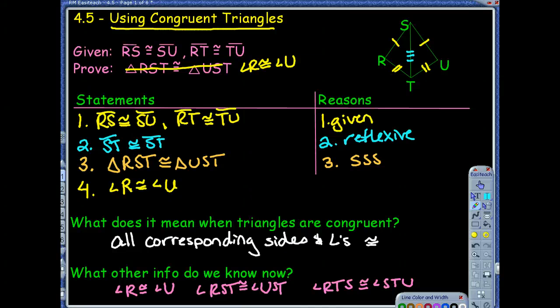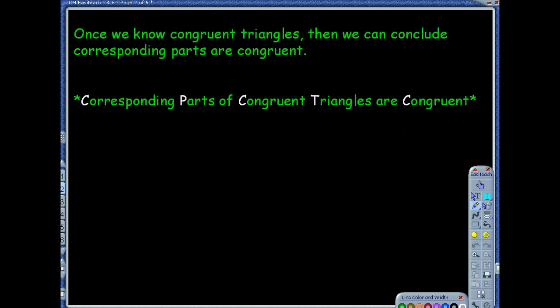Okay, so the question really is, what's the reason for that? Remember what we said. Once the triangles are congruent, we know all the corresponding sides and angles are congruent. I'm going to show you something on the next slide, and I want you to notice what we just said. It says once you know congruent triangles, we can conclude their corresponding parts are congruent. Now, what do I mean by parts? I remember we used that word. We're talking about all the angles and all the sides.